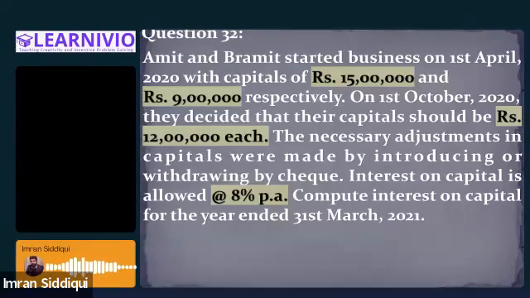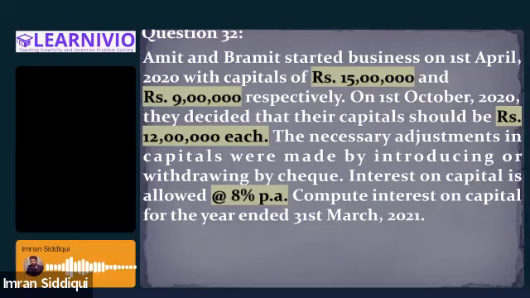It says Amit and Bramit started a business on 1st of April 2020 with a capital of rupees 15 lakh and 9 lakh respectively. On 1st of October 2020, they decided their capital should be rupees 12 lakh each. So earlier they contributed 15 and 9 lakh, but all of a sudden from 1st October onwards, they want to maintain their capital at 12 lakh. That means both are willing to maintain an equal amount of capital from October onwards.